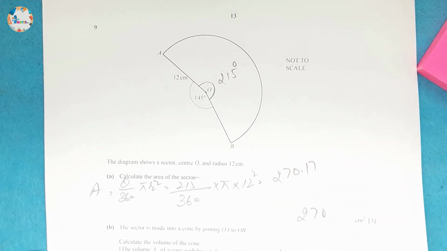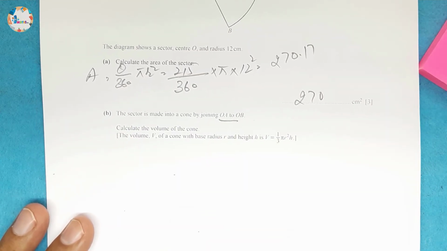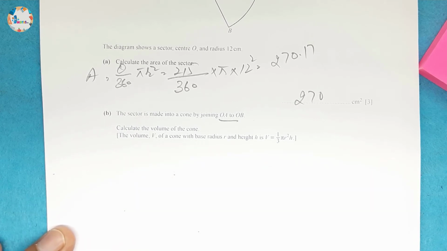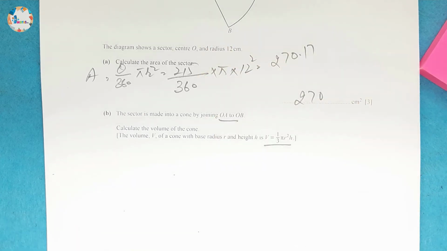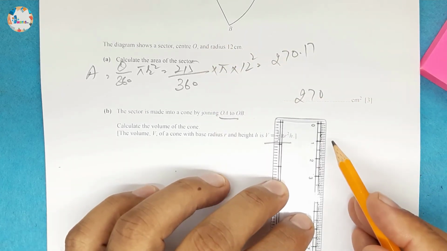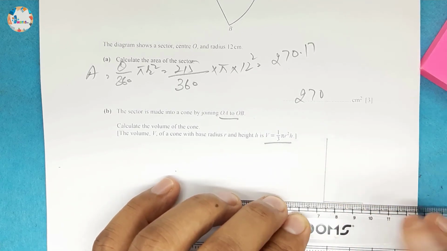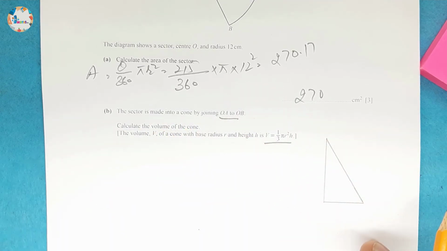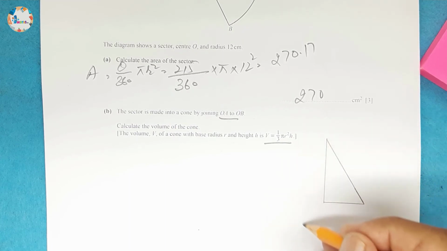The sector is made into a cone by joining OA and OB. So calculate the volume of the cone. To calculate the volume of the cone, they have provided us this formula, but we require the height, which is the perpendicular height. So the cone will be like a triangular form. If we draw a triangle to understand properly, this will basically be the cone, a triangular cone with a base circle like this one.